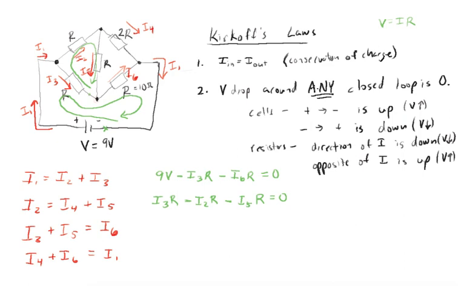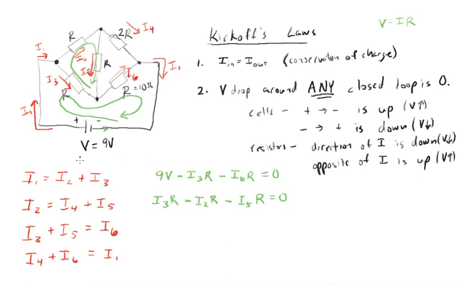I don't want this to be a horribly long video, so I'm not sure I want to sit here and go through and solve it. But you have your choice of methods. You can start substituting if you want. You can say, I1 equals I2 plus I3, so everywhere you have an I1, you just replace it with I2 plus I3. That'll get rid of I1.